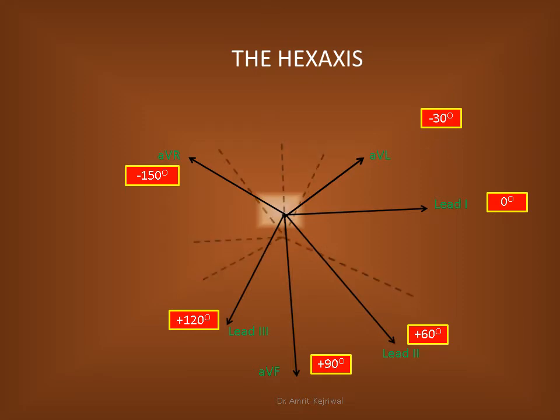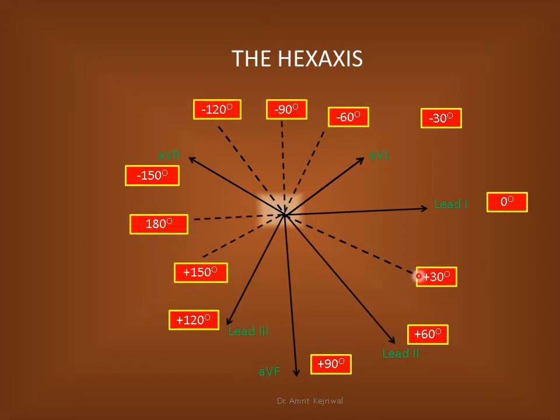So let us have a look what else. These are the negative extensions of these positive waves. So this is AVR negative at plus 30 degrees. Again we have plus 150, which is the negative of AVL. We have 180 degrees, which is the negative of lead 1. We have 120 degrees negative, which is the negative of lead 2. AVF has a negative at minus 90, and lead 3 has a negative at minus 60.